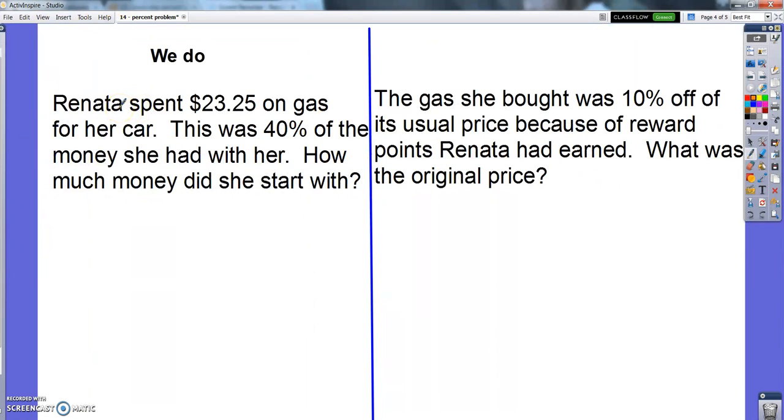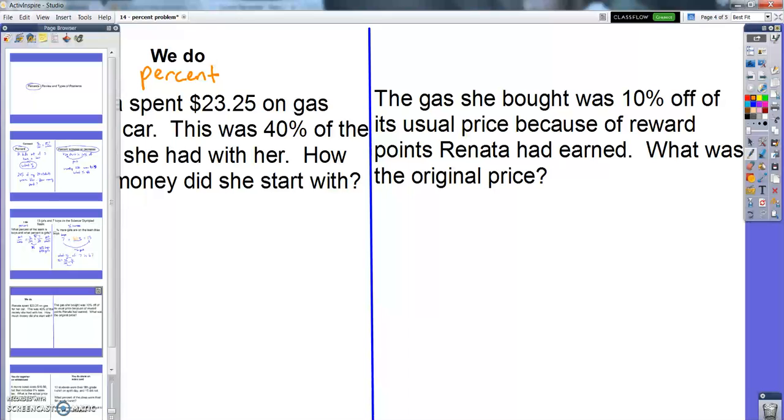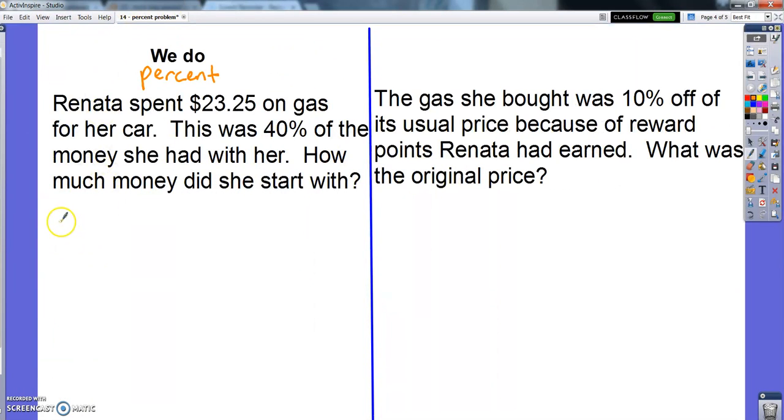All right, so let's talk about buying some gas. So Renata spent $23.25 on gas for her car. This was 40% of the money she had with her. How much money did she start with? So this is a regular percent problem. As you're writing this down, please differentiate between a percent problem and a percent increase. All right, so part to whole.